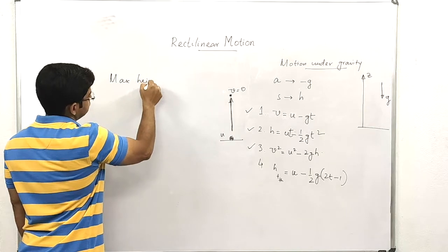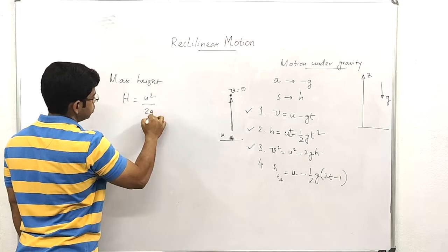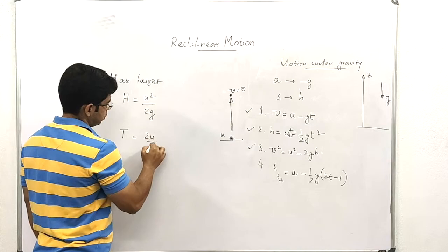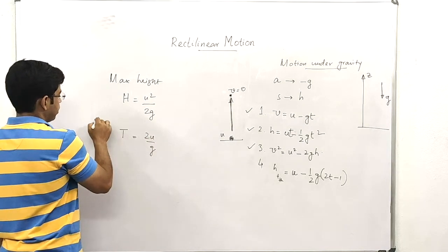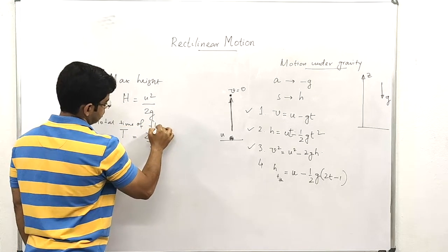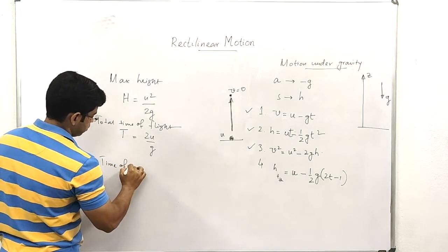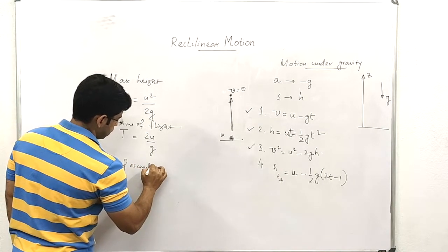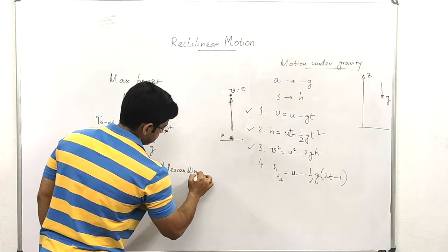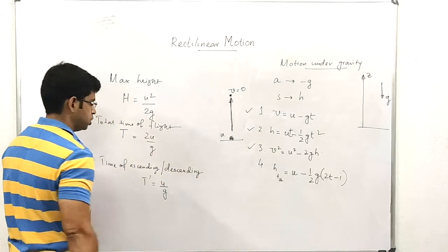The maximum height reached is h equals u square by 2g. The total time of flight t equals 2u by g. The time of ascending or descending t prime equals u by g.